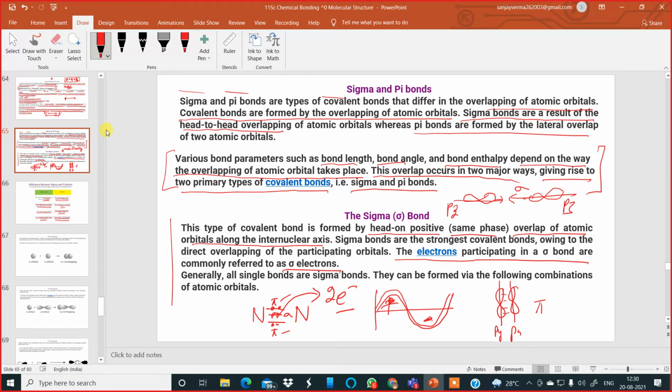So I'm taking the example of p orbitals only. I can have s orbitals also. Since s orbitals are spherical, s orbitals always result in the formation of sigma bonds, because we cannot have anything other than head-on overlap for s orbitals. But in case of p orbitals, or d orbitals or higher f orbitals, we can have more complicated overlap between the orbitals. Okay, so I think that is clear, no?